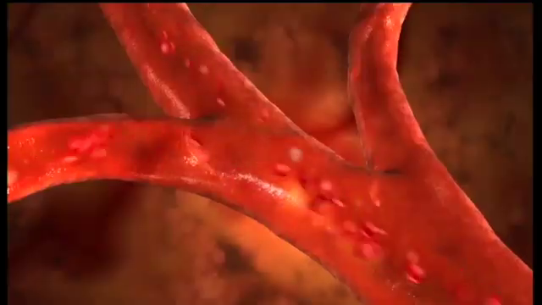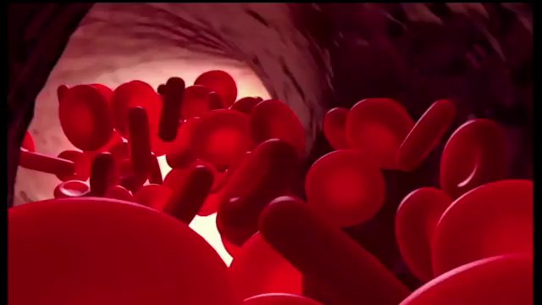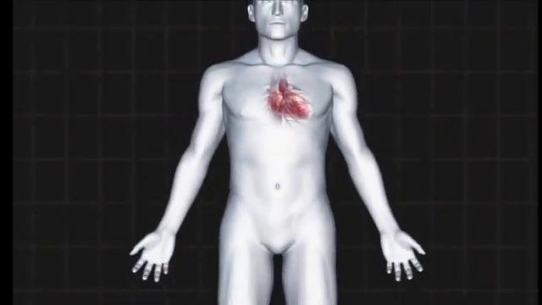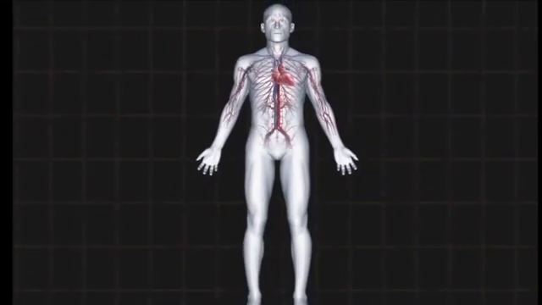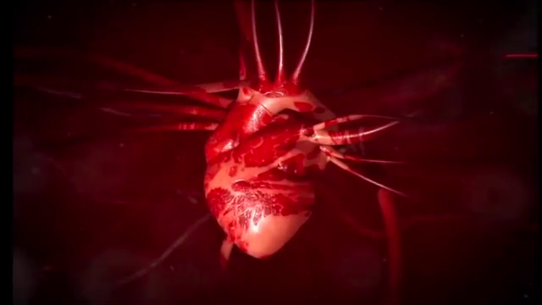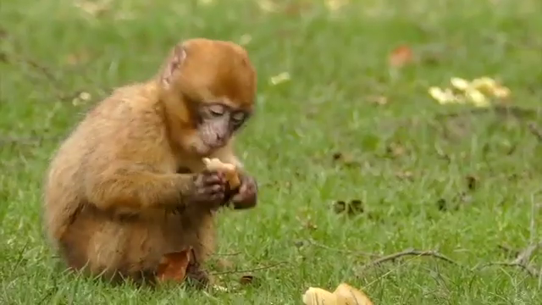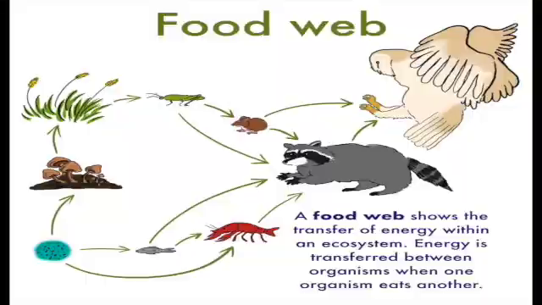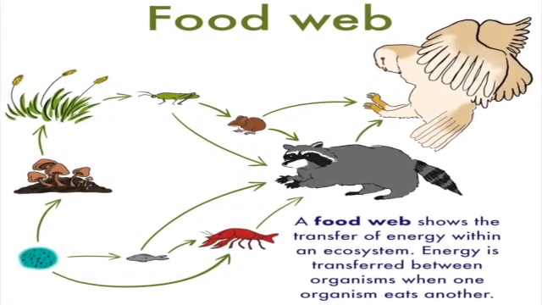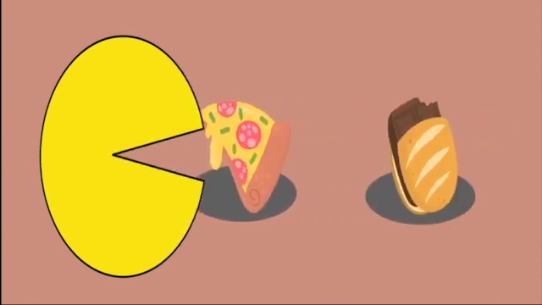Humans have about 5 liters of blood cells. Every day, blood flows in a circle around our body more than 1,000 times. Nature is full of makers and takers. All life is connected in a food web, from microbes to meat. We get our energy by eating food.